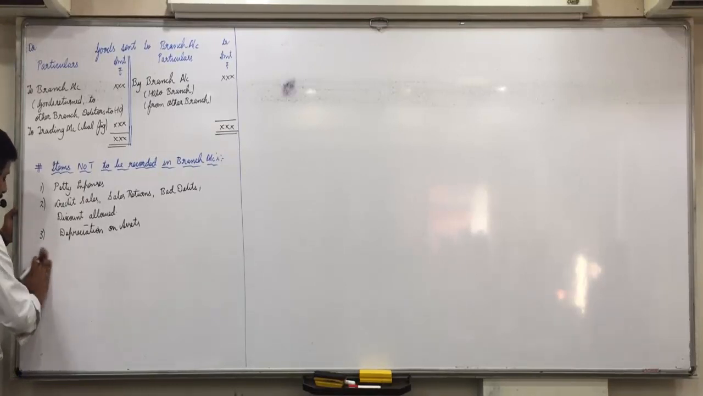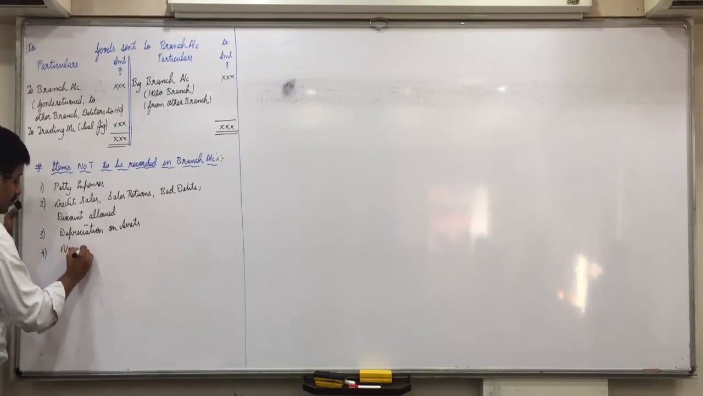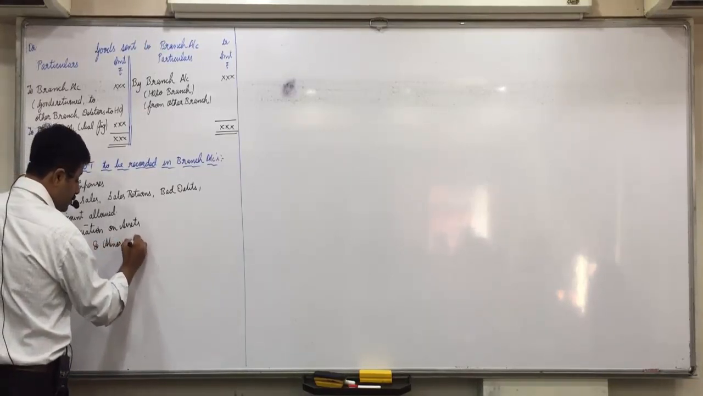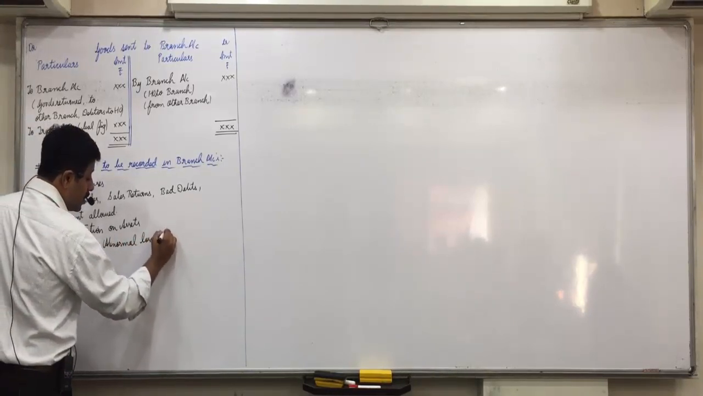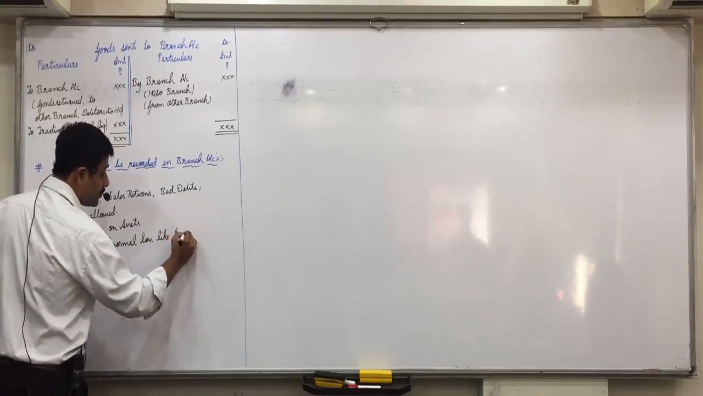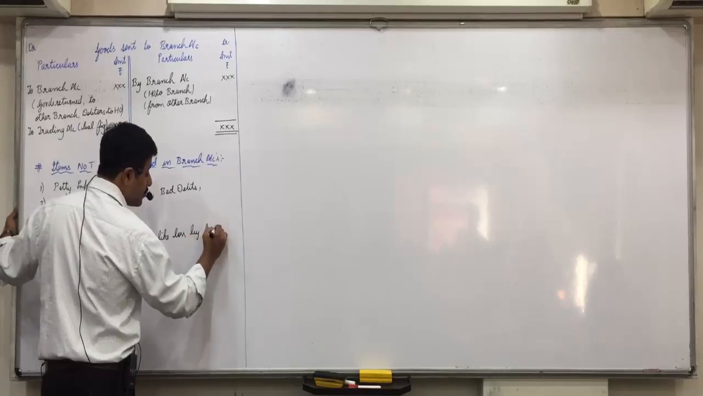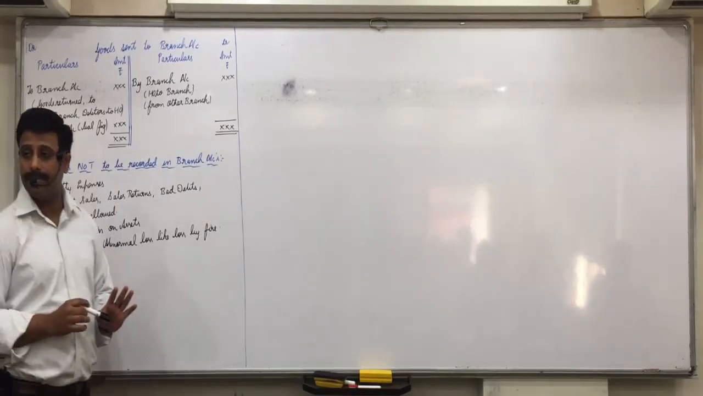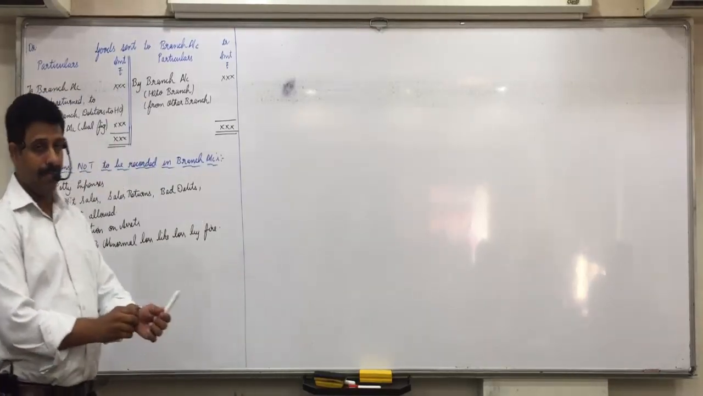Then normal and abnormal loss, like loss by fire, will also not be recorded. Did you find any entry for loss by fire in any of the sites? No. So these are the items which are not to be recorded. Any confusions with this? All are clear with it?